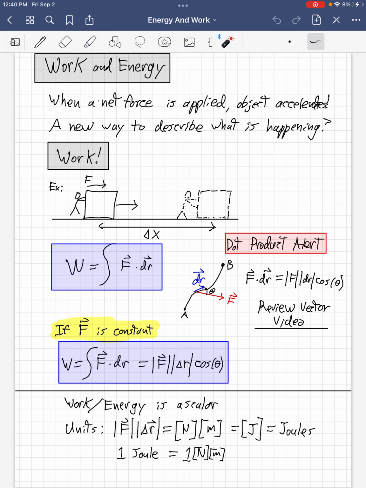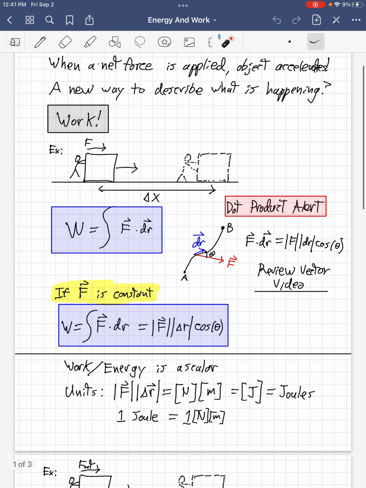All right, so we're going to be talking about work as a very specific physics-based quantity here. When a net force is applied to an object and it accelerates, we know net force is going to generate some acceleration if it's non-zero. But work is going to be a new way of describing what is happening when we accelerate an object. So we're going to jump into this example here of this fella.